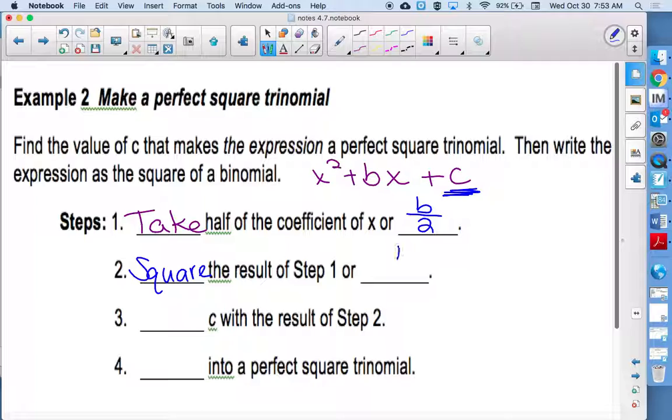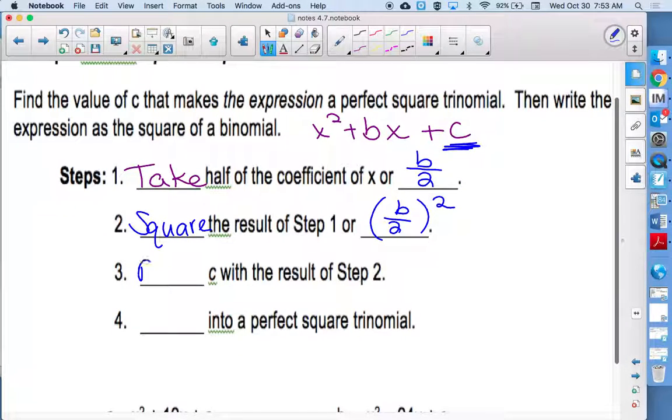Meaning, I'm going to take that b divided by 2 number and square it, because our goal is to find a perfect square trinomial. So a number back here that's going to be a perfect square, like 9, like 16, like 25. And if I square something, then it becomes a perfect square.